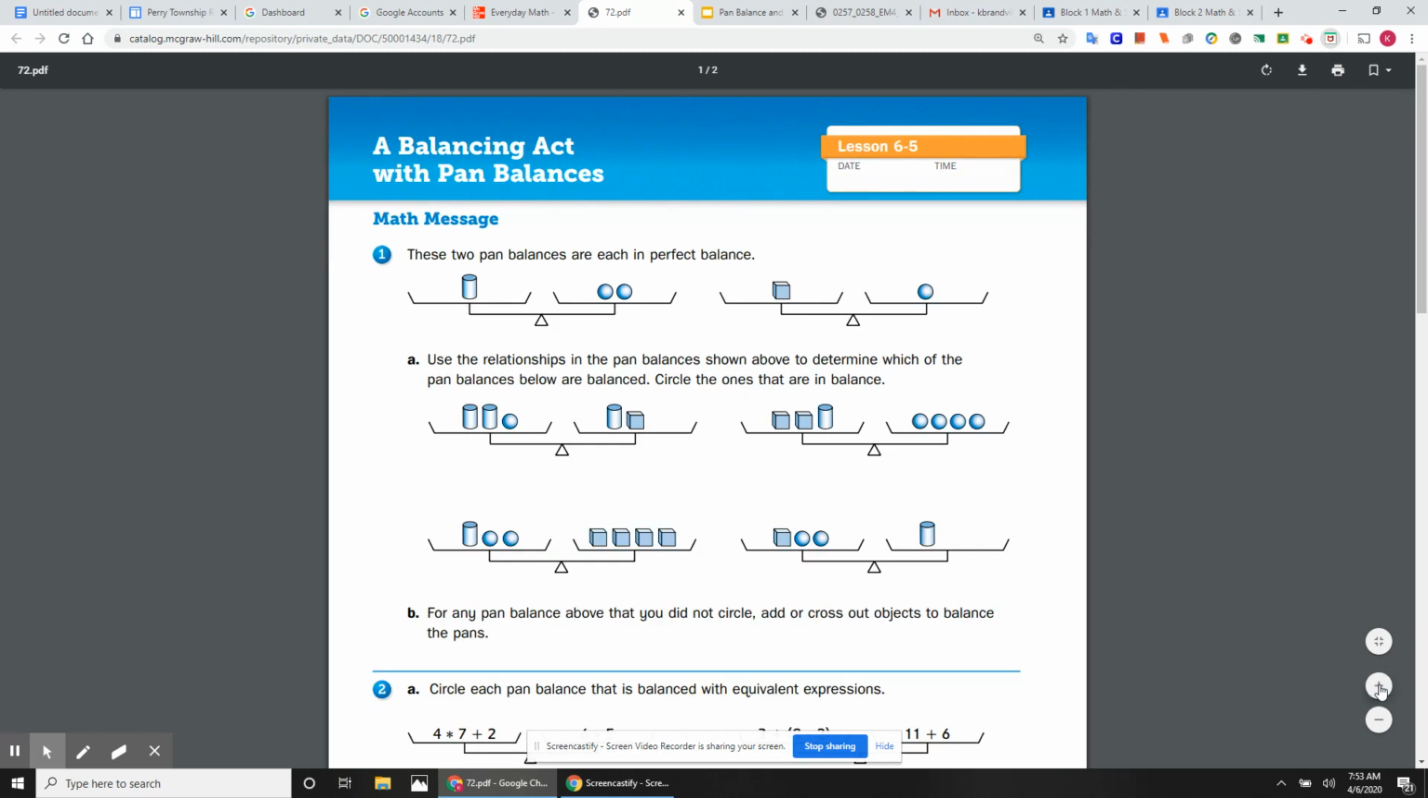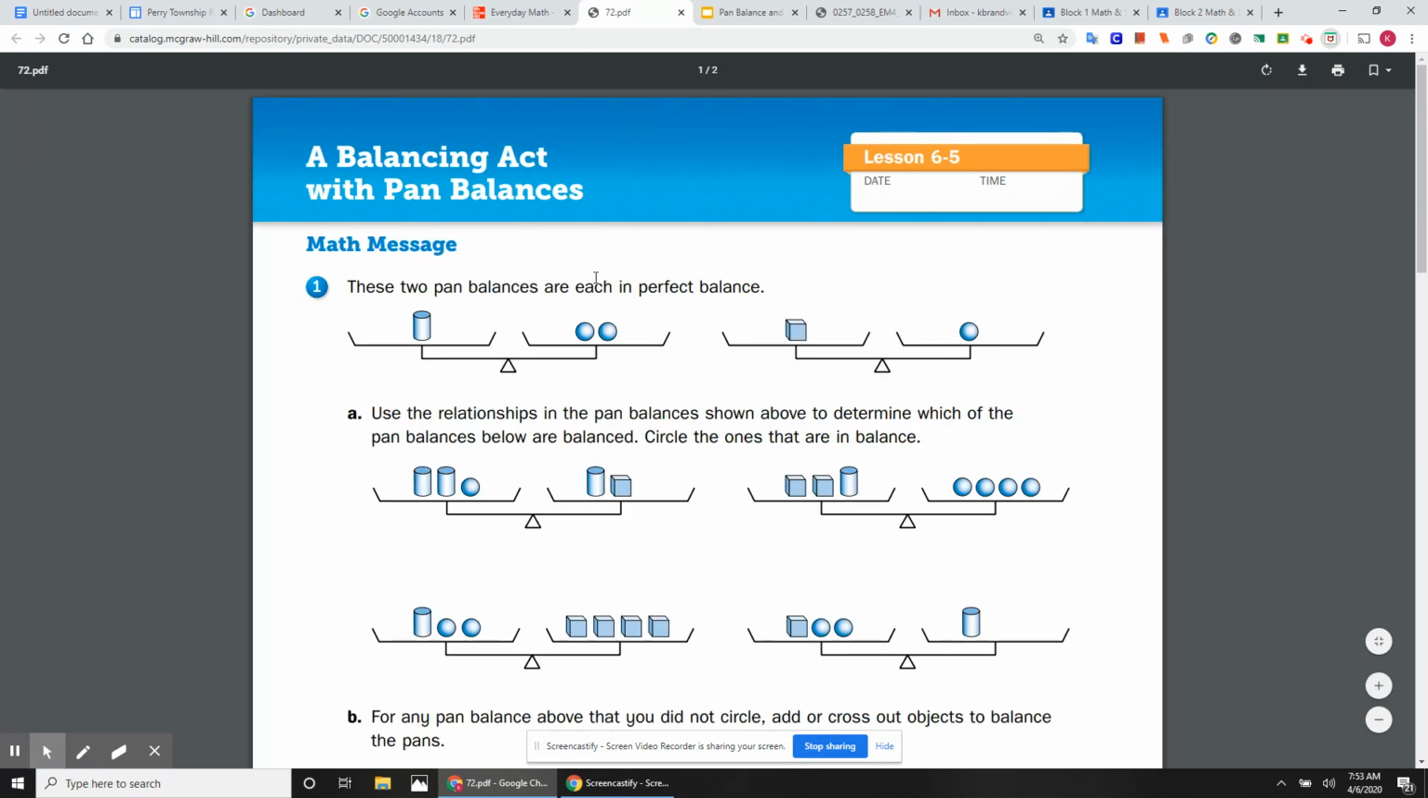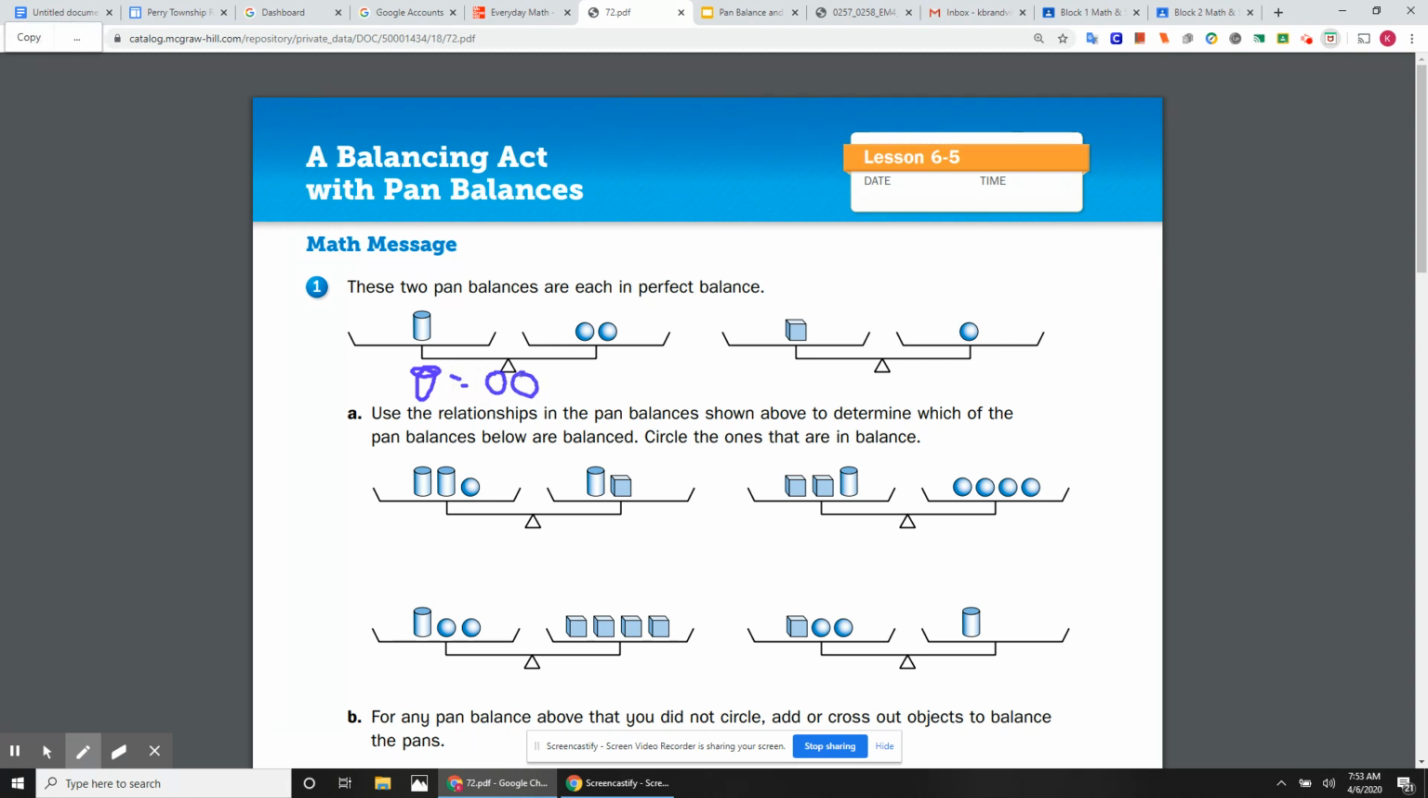it says, these two pan balances are in perfect balance. That means that one cylinder equals two circles, spheres, okay? And then one cube equals one circle. Those are equal to one another. So if I know that one cube is one sphere and one cylinder is two spheres, then one cylinder would also be two cubes.